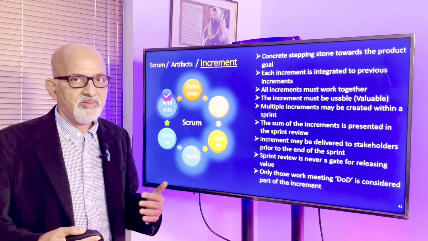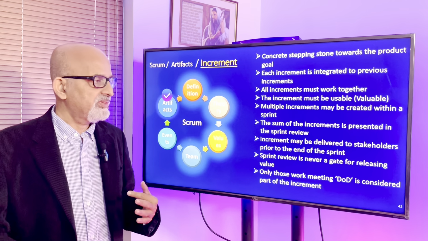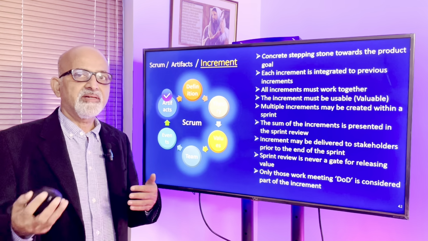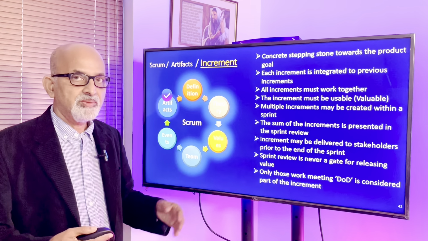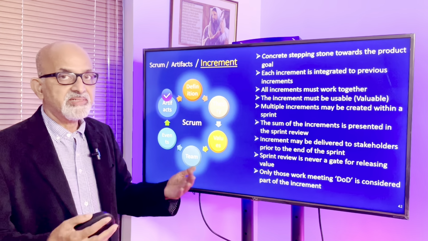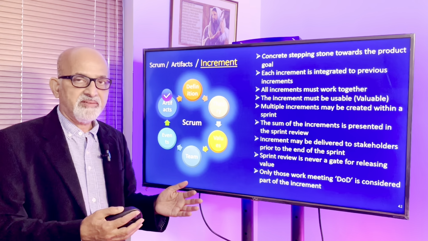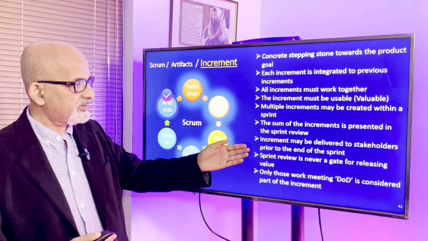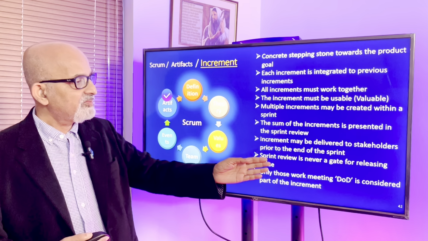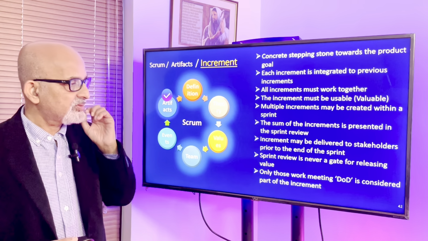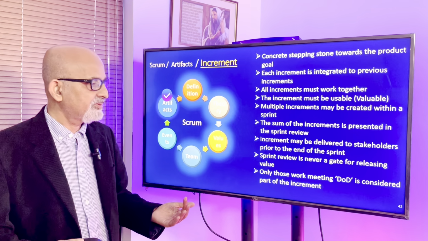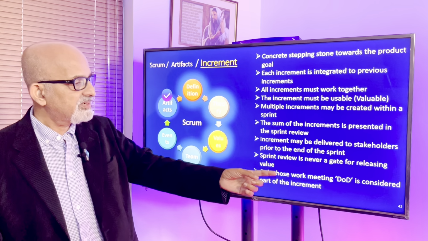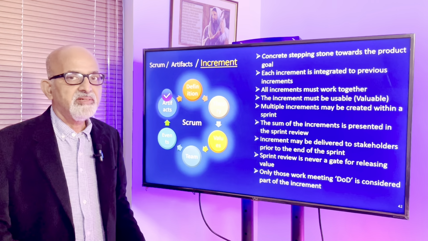You can give demos. You need not wait till the end of the sprint to show the increments to the stakeholders. If you can show them even before, we can collect inputs and feedback from them, which is good for the product. So as and when it is ready, even a part of the sprint increment, we can give a demo and collect feedback. That is good for the product. Sprint review is never a gate for releasing value, so don't wait for the sprint review to release or demo to people. Only work meeting the definition of done is considered as part of the increment.